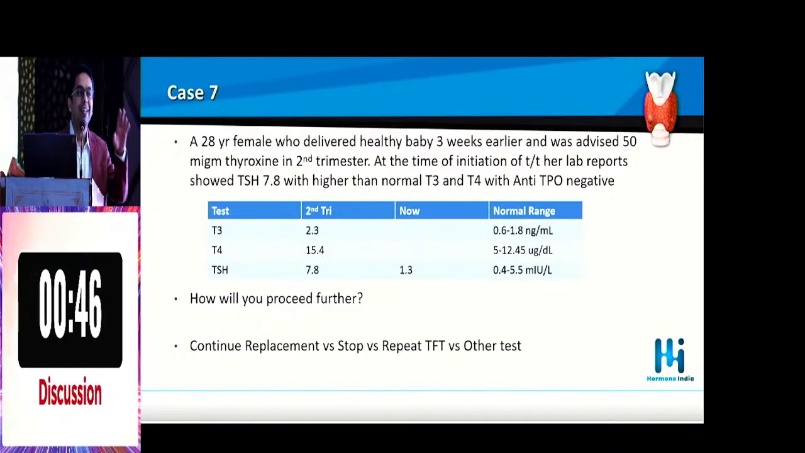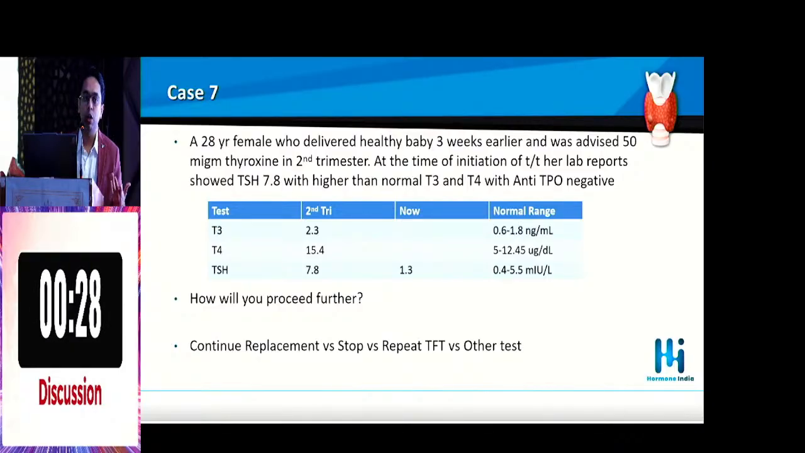Very good. So with pregnancy, because of the estrogen, the TBG increases. That is why your T3, T4 is high. And TSH is again high. This is subclinical hypothyroid where the patient should be initiated on treatment in pregnancy. The decision was correct. Now it is 1.3.